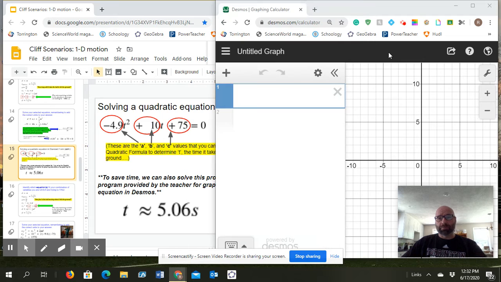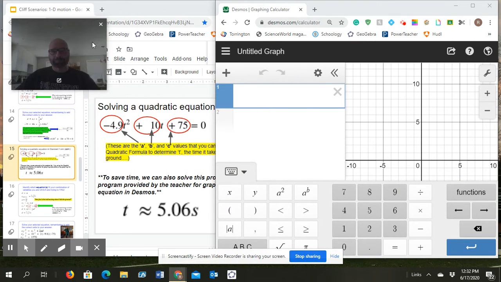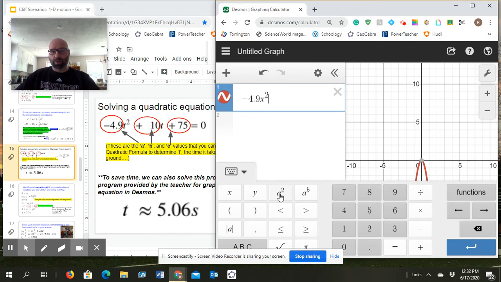So with that equation, when we go to enter it into Desmos, they don't have t for the variable, they have x, so that's easy enough. So it's negative 4.9 x squared plus 10x plus 75. So it gives us this parabola.